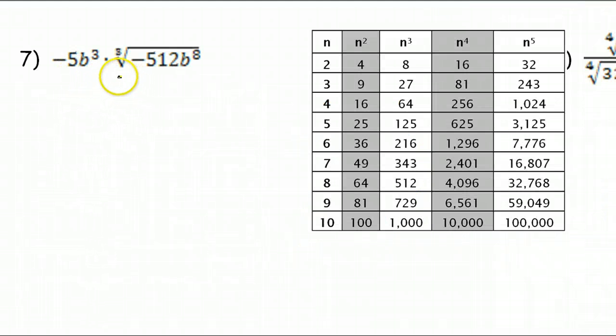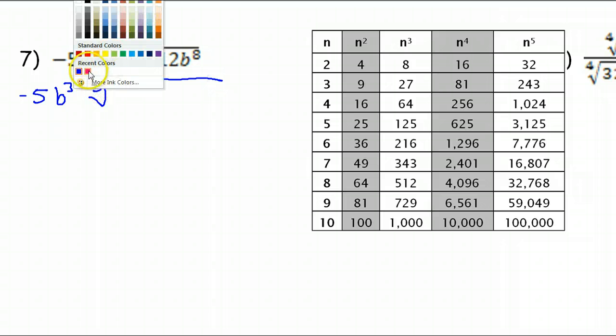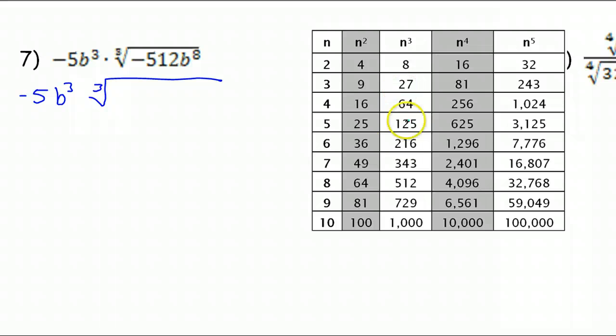All right. We've got negative 5b to the 3rd power, times the cube root of some stuff. Hold on, let me see now. Cube root of negative 512, it's on the list, so that's good. That makes our job easier. You saw that 512 is on the cube list, so I will write it in pink. It's okay to take the cube root of a negative number. The result will simply be a negative number.